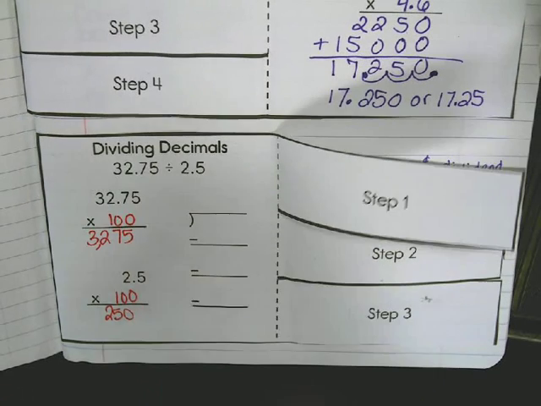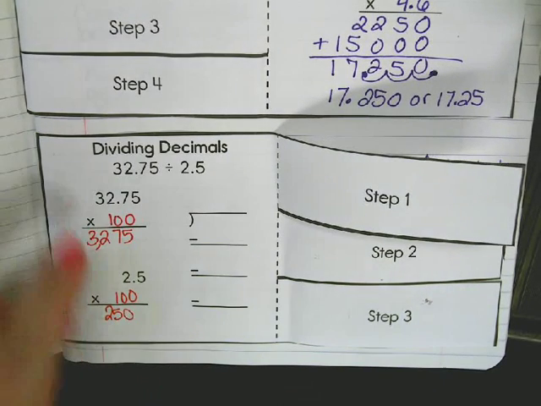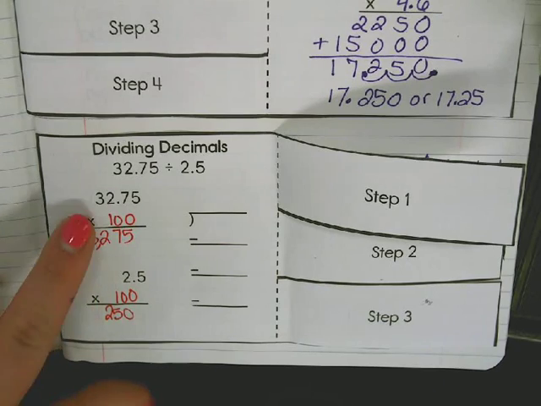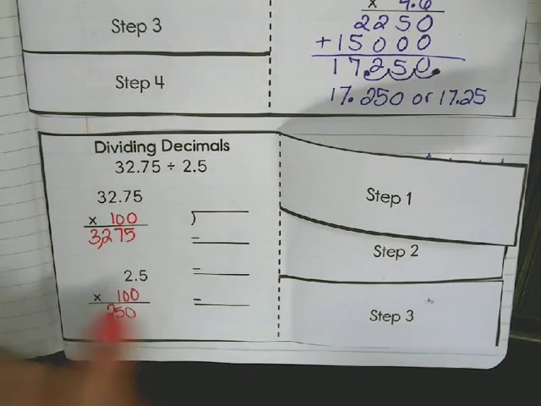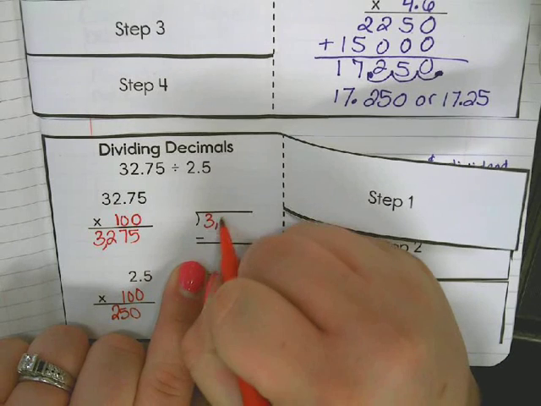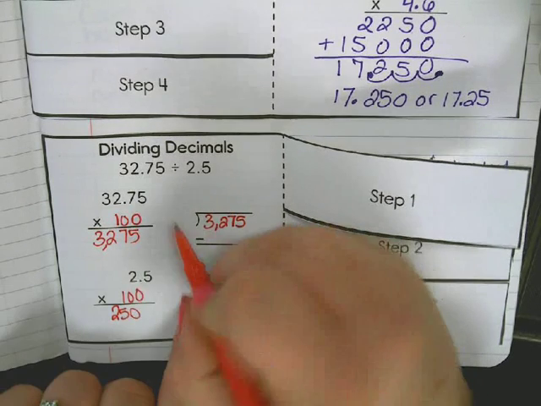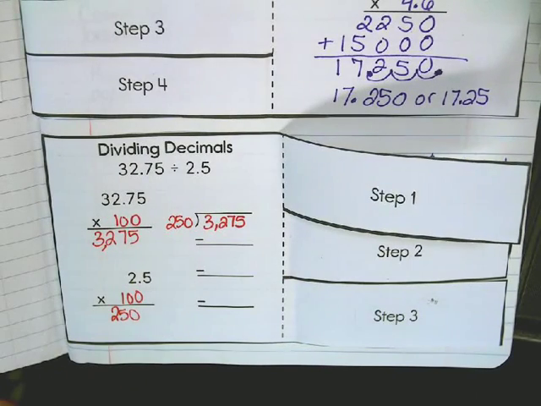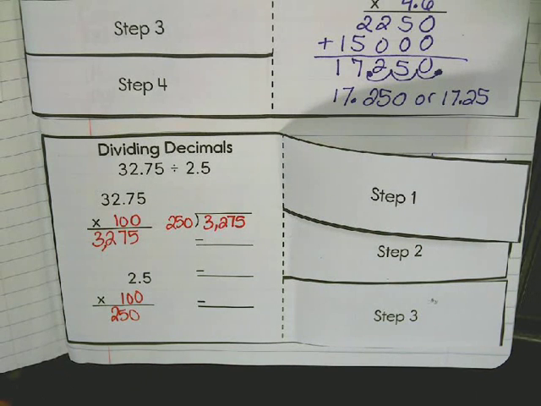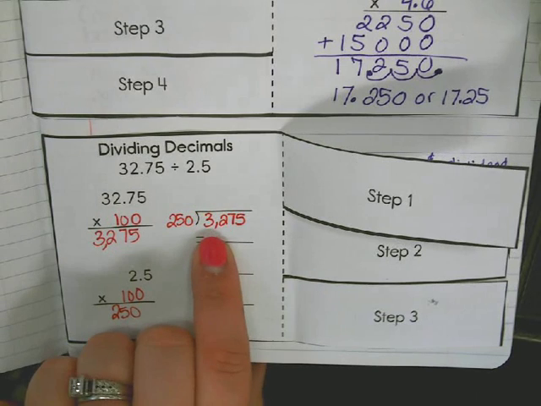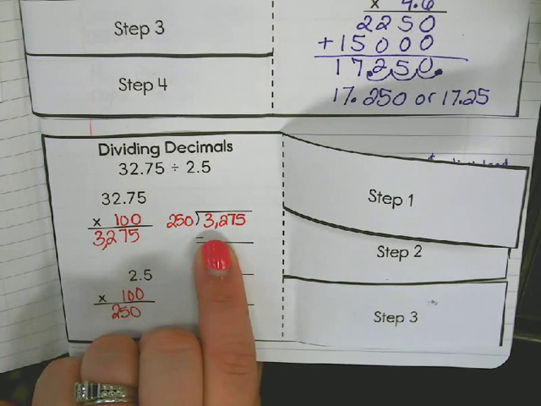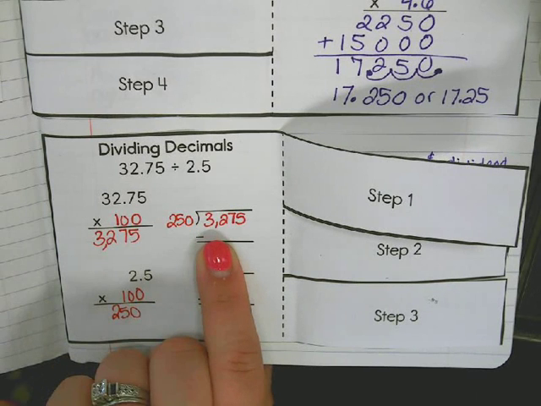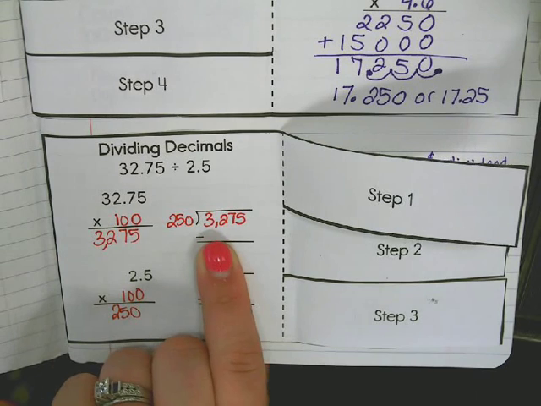Okay, so now, instead of working with these 2 numbers, I'm working with my answers for that. So I'm now working with 3,275 divided by 250. Got that written down, Krista? So 3,275 is on the inside, divided by 250.